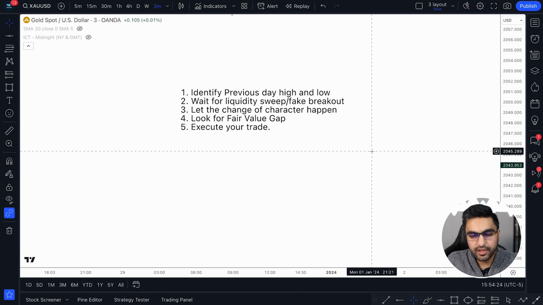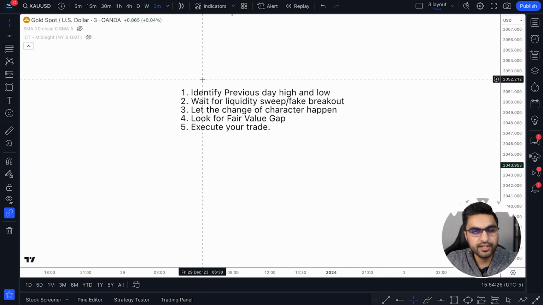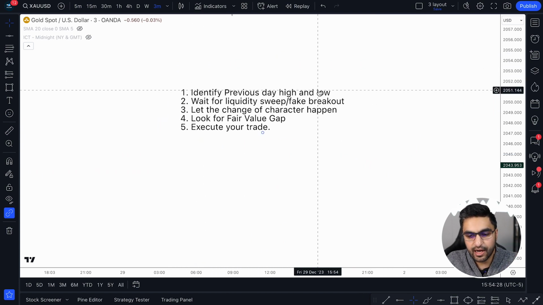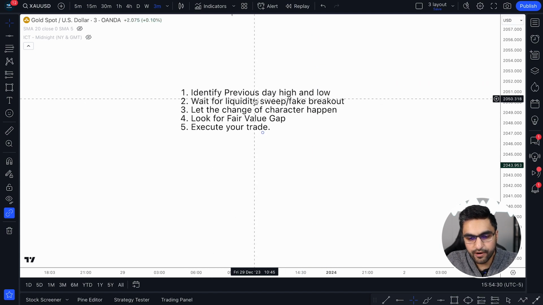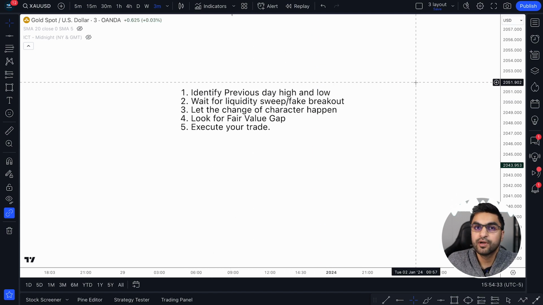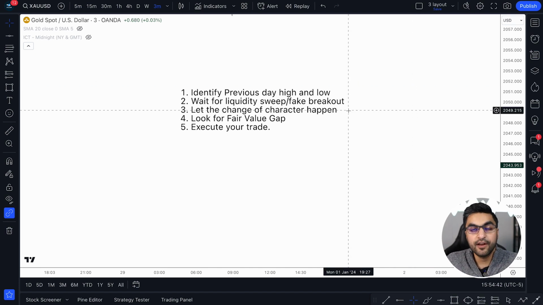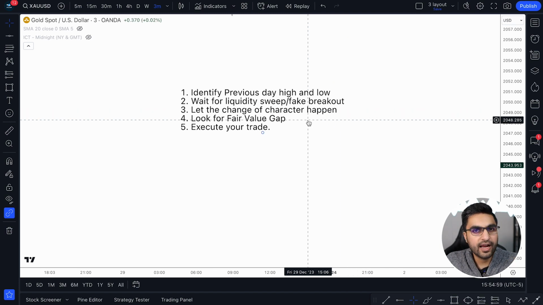So we're only going to be using 5 simple rules. One, I just told you, identify the previous day high and low. The second is going to be wait for the liquidity sweep, which I'm going to show you how we're going to be waiting, how we're going to be looking for the liquidity hunt to happen. And then we will wait for the change of character to happen. What does it mean? I will also explain to you in a bit what I mean by that. Then we will look for the fair value gap. And right after that, we're going to execute the trade. 5 simple rules that you just need to understand.